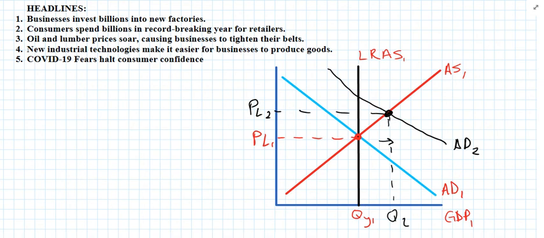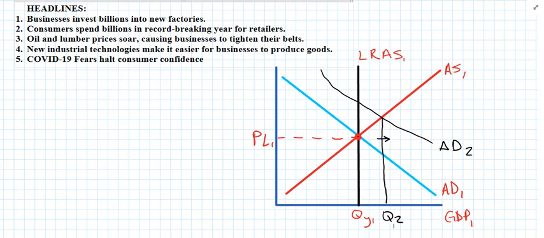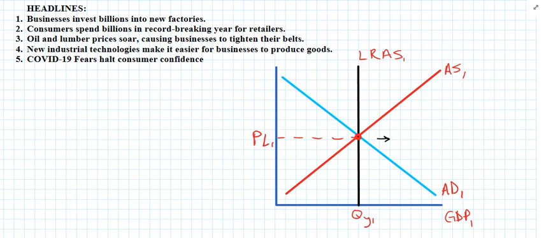So we'll go back and get rid of all that stuff. I won't make them that detailed from here on out. We'll erase that. Okay, so let's look back at number 2. Consumers spend billions in a record-breaking year for retailers. Okay, we know that's consumer spending, and we know aggregate demand is going to shift out here. And we've created a new gap right there. There's our inflationary gap again.